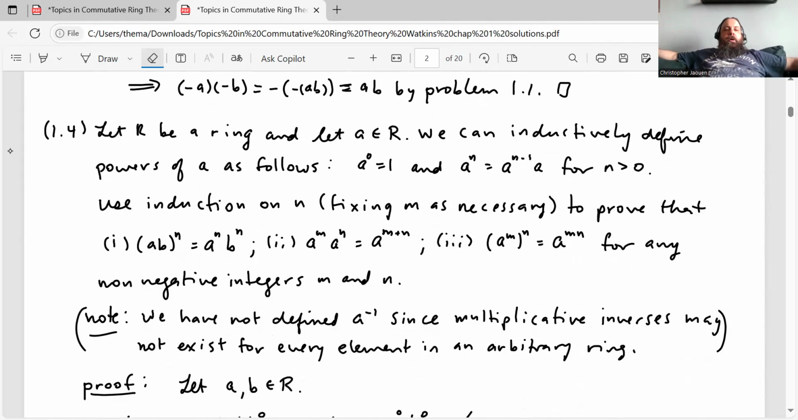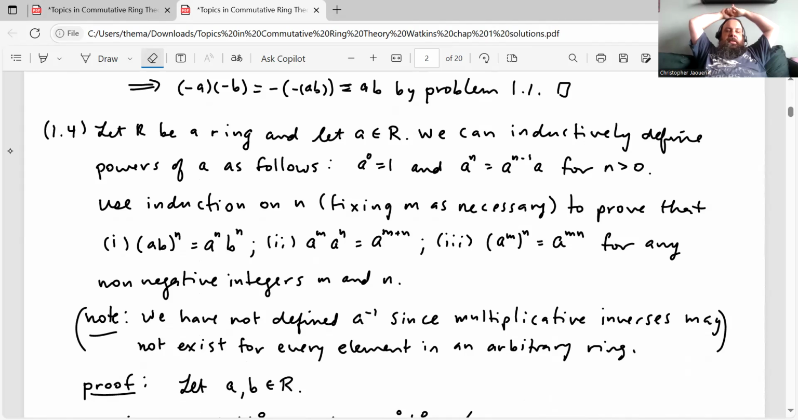Okay, 1.4. Let R be a ring and let A be an element of the ring. We can inductively define powers of A as follows. A to the 0 is 1, and A to the n equals A to the n minus 1 times A for n greater than 0. Use induction on n, fixing m as necessary, to prove that these three properties of exponents hold in an arbitrary ring. We're assuming commutativity here, so I'm going to assume we're in a commutative ring, because otherwise things don't necessarily work out the same way.